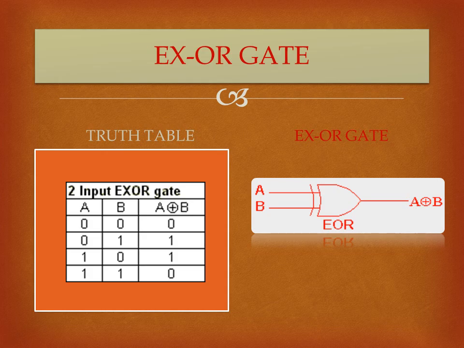The circuit for the XOR gate has its circuit symbol and truth table. In the truth table, with two inputs A, B and output A XOR B: 0, 0 gives 0; 0, 1 gives 1; 1, 0 gives 1; 1, 1 gives 0. This is the logic of the XOR gate. So we can easily compare and conclude the concept of these basic logic gates.